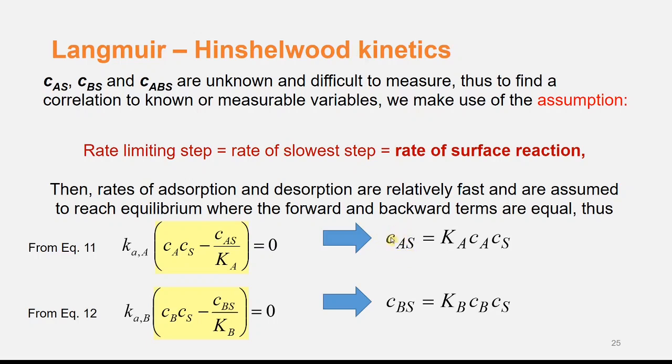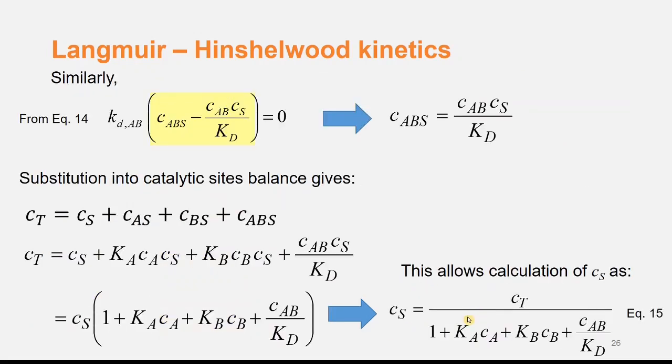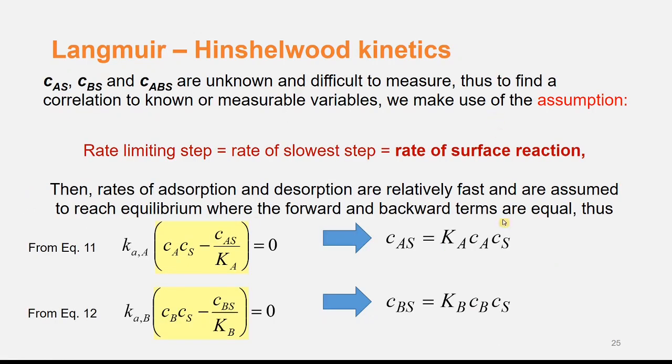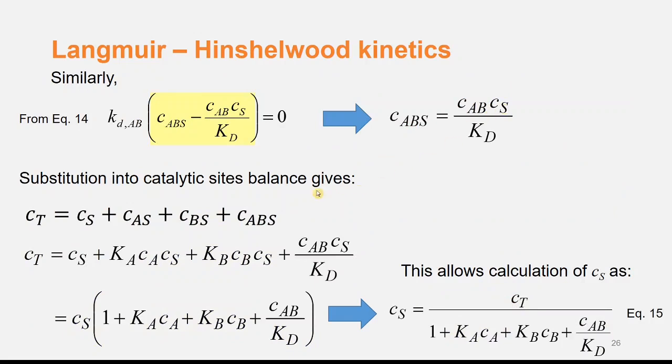So we have the expression for CAS, CBS, and CABS. I would like to replace CS with CT, the total number of sites, because CS is very difficult to measure, while CT is constant if we assume that catalyst deactivation can be neglected.